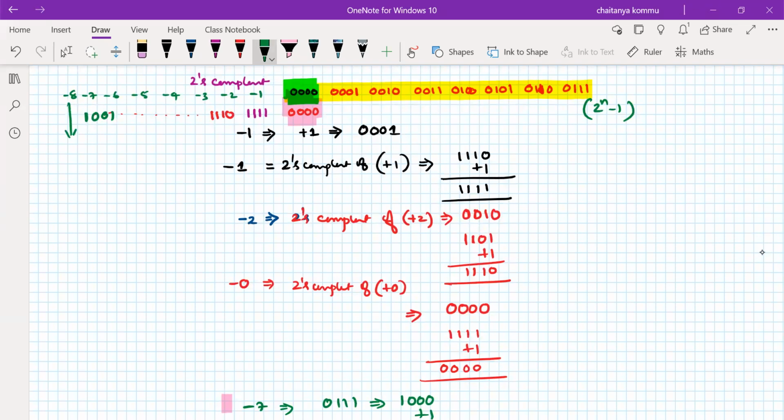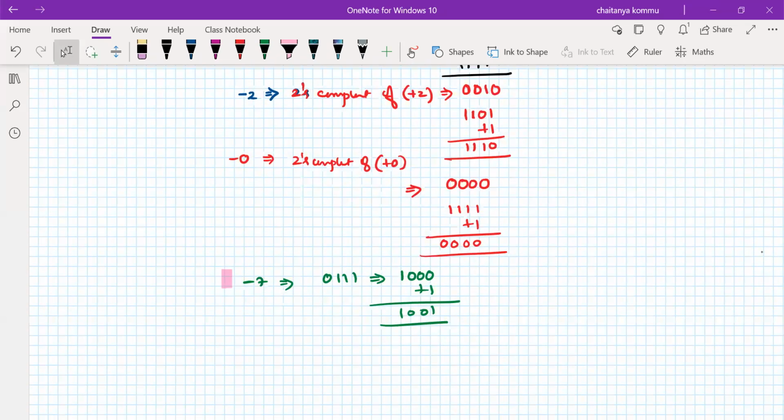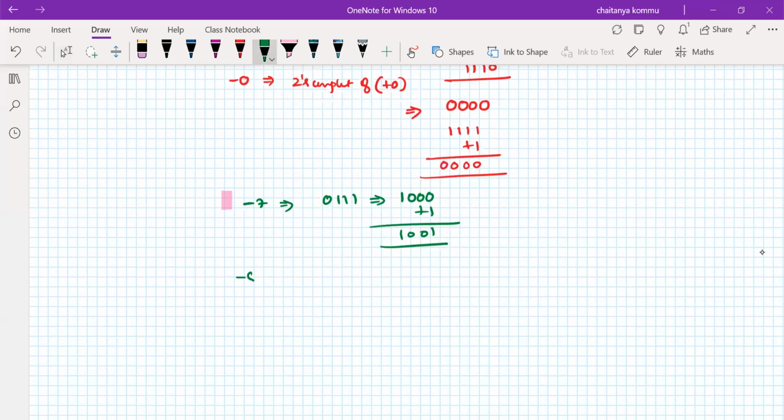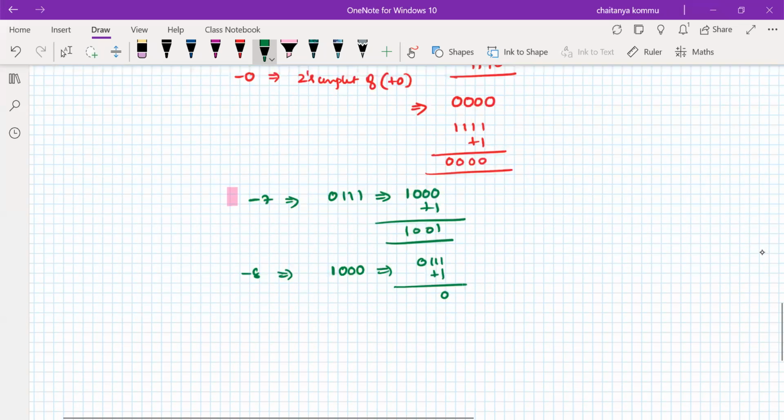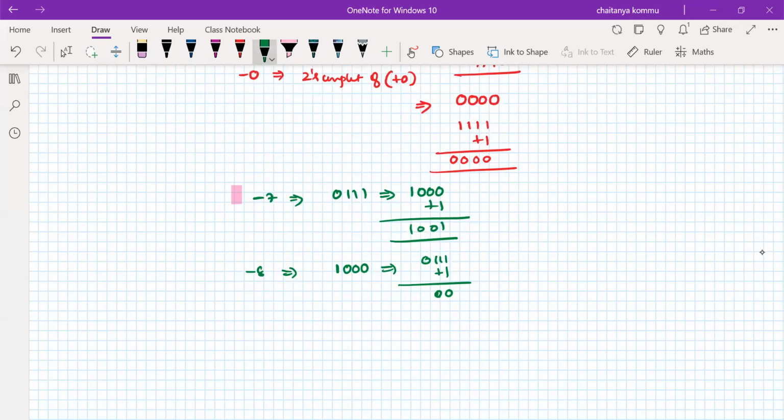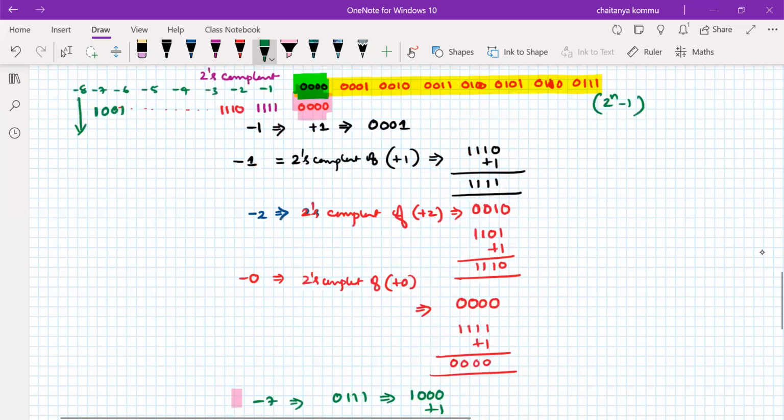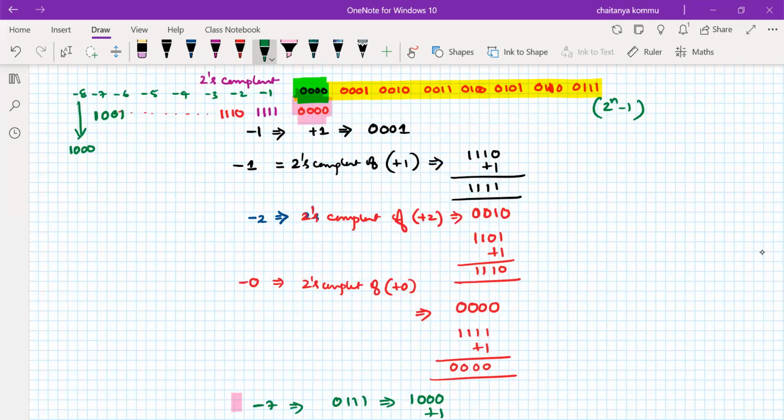Now what about minus 8? Minus 8 means 1, 0, 0, 0 is the plus 8. Its 1's complement is 0, 1, 1, 1. Plus 1 I have to add. Therefore it gives 0, 0, 0, 1. So this value becomes 1, 0, 0, 0.